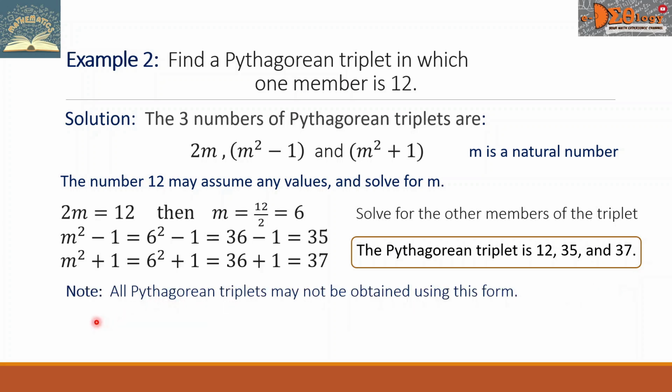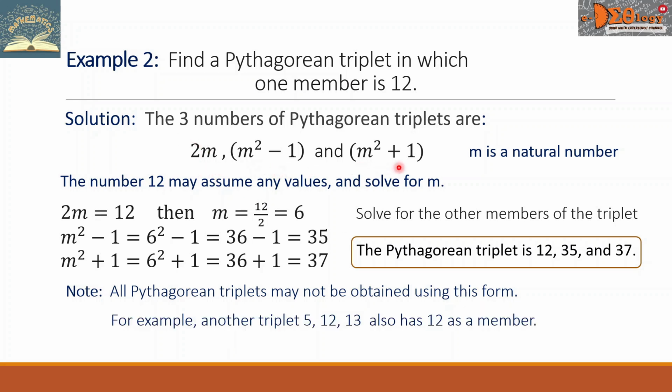There is one note here. All Pythagorean triplets may not be obtained using this form, meaning the three values here. For example, another triplet 5, 12, 13 also has 12 as a member, but this triplet doesn't follow this form.